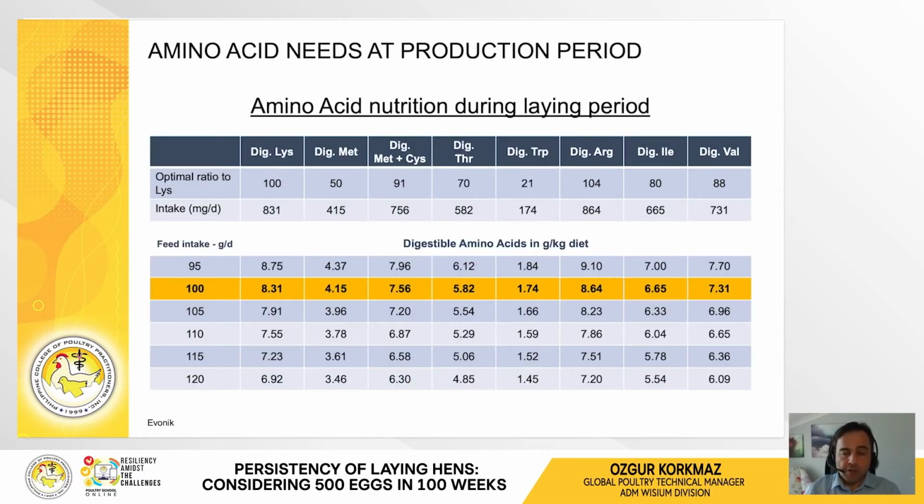Also, amino acid nutrition is another important part of nutrition. We are using the ideal amino acid ratio. We need to consider their feed intake per day. If we can manage their daily ideal amino acid ratio very well regarding the feed intake level, we can have higher laying persistency. We can maximize egg numbers from each hen.